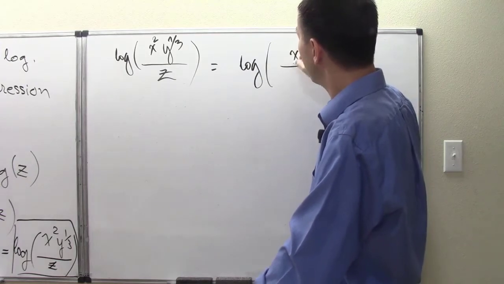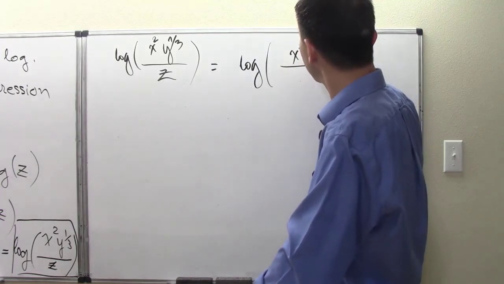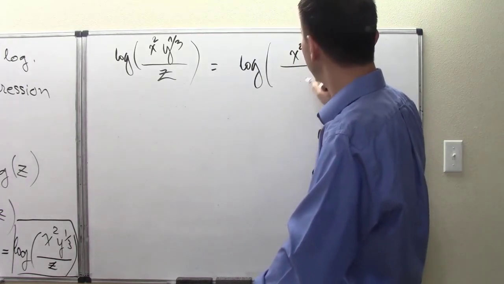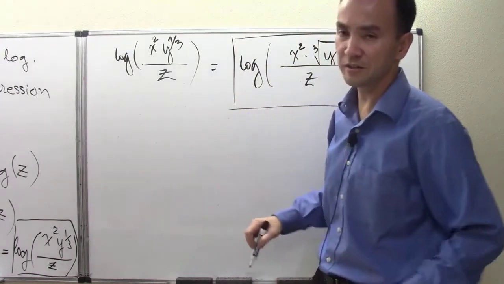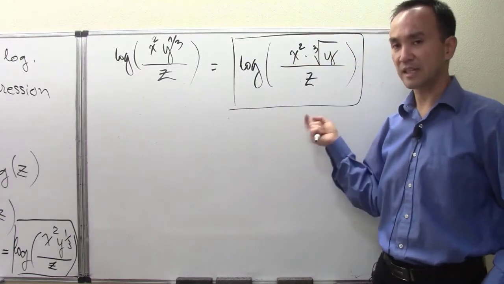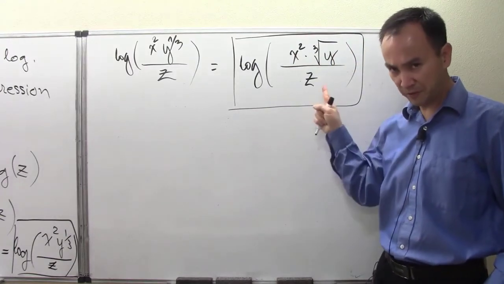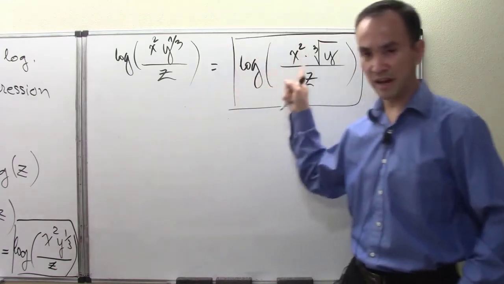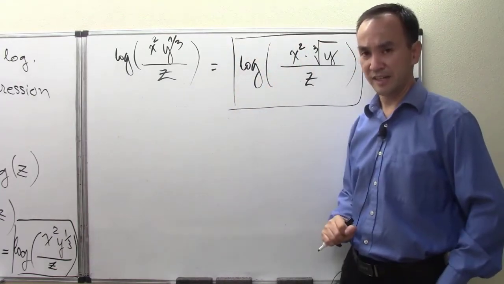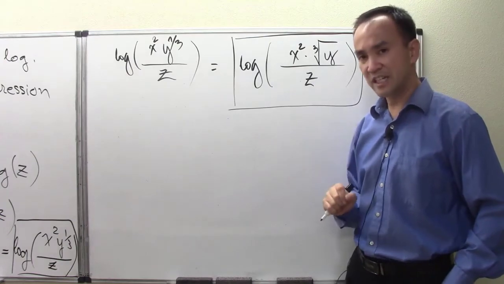So now we have x squared times the cube root of y, and we're dividing that by z, and this is another completely acceptable answer. Simplified and acceptable. It's just a different choice of how we're writing the expression. All right, so that's part D of our example.